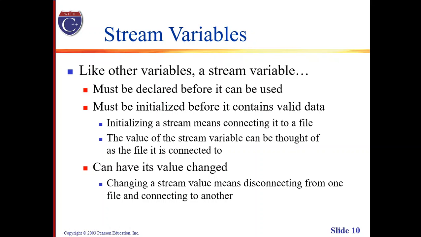Since we are talking about file I/O, the moment that you declare a stream variable, since you have the intention of reading input from a file or writing output to a file, it only makes sense that you connect your stream variable to a file. And the value of the stream variable can be thought of as the file it is connected to. Later on, we will see how it's done with a couple of examples. And since it is also considered a variable, it can have its value changed. Changing a stream value means disconnecting from one file and connecting to another.